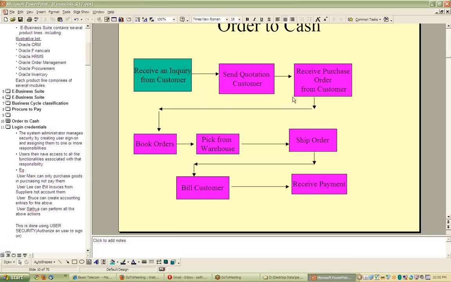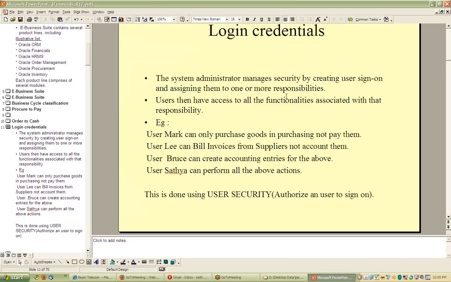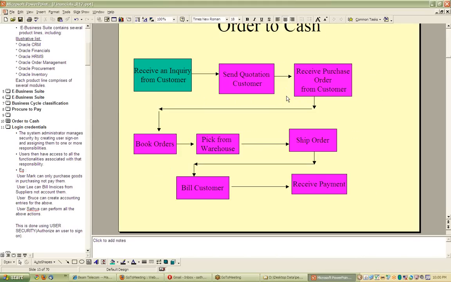So please note, in all these examples that we discussed, the procure to pay and order to cash, there are different departments which perform different jobs. So these departments are what are called responsibilities in Oracle applications. Purchasing department is called the purchasing responsibility. Payables department is called the payables responsibility. Payments department is called the payments responsibility.